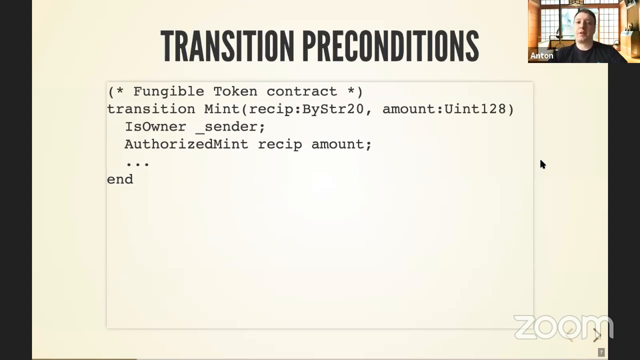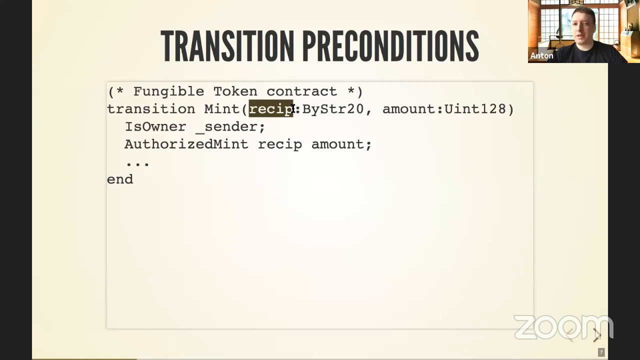Right, next, let's look at the transition preconditions. So let's say you have a fungible token contract, which means you want to implement your own currency on top of the Zilliqa blockchain. So you don't want to use these native ZILs, right? You use your own currency. And to actually create your own currency, you need to mint it, right? You need to create new coins. So you might want to add this transition called mint to your contract. So that's just part of the contract.